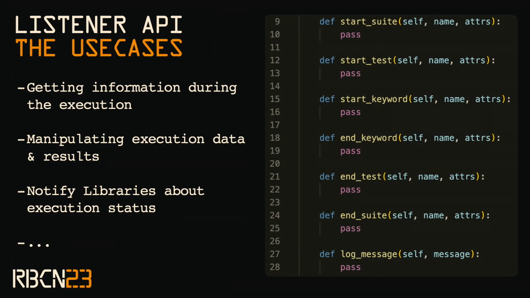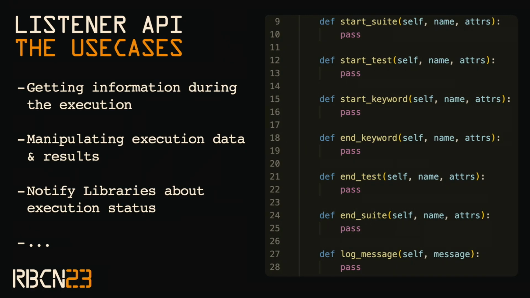But before we get there, we need to talk a bit about the theory. The main use cases for the listeners are these three listed here. Getting notification from execution is the most important one, so that during execution you can automatically get a notification if a test case starts or a test suite starts, a keyword starts, ends, and so on. We have those various methods for that purpose, like shown here in these examples, like start suite, start test, and so on. Obviously they're doing nothing, just an example.